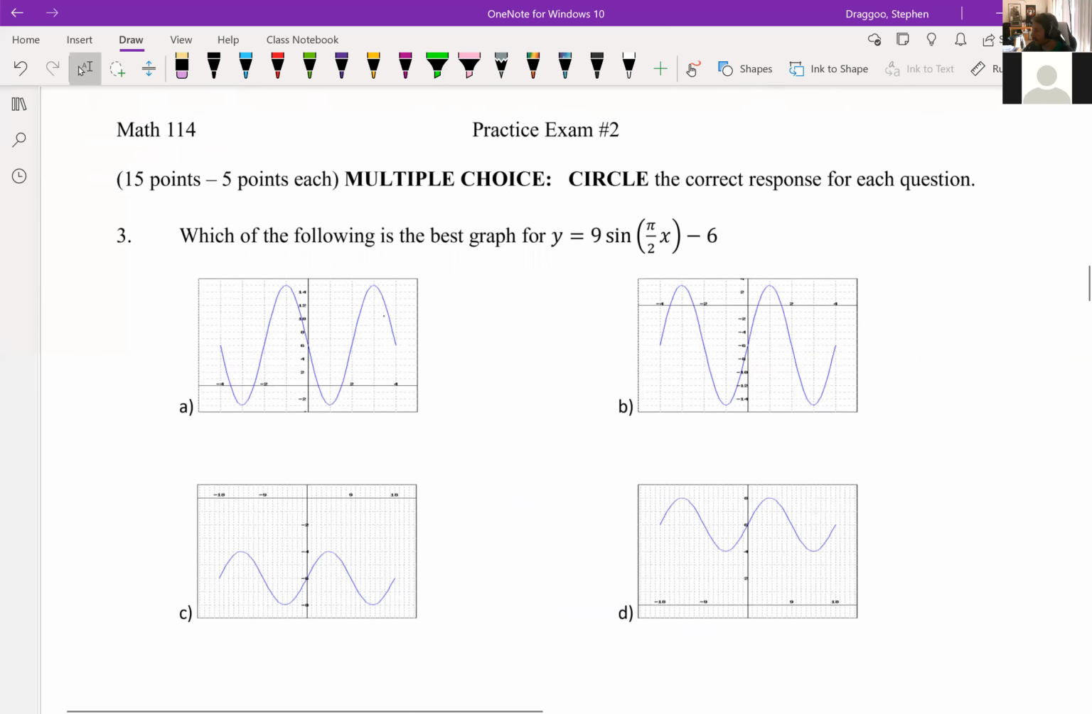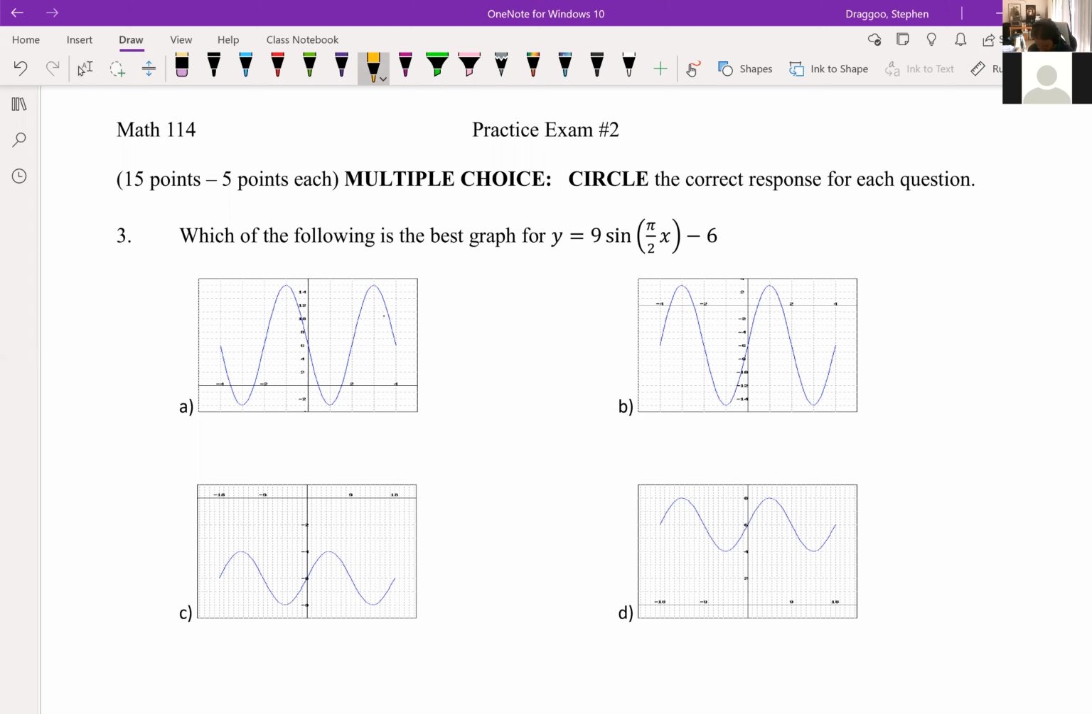Right, up next, let's take a look at a multiple choice question. Which of the following is the best graph for 9 sine of pi over 2x minus 6? All right, so this thing doesn't have a phase shift, which means that we definitely want to start in the middle of our graph when we're at the y-axis. So judging by the graphs here, all of them look like they are sine, so that's good. So then let's see, what else do we have? We're shifting down 6 with an amplitude of 9.